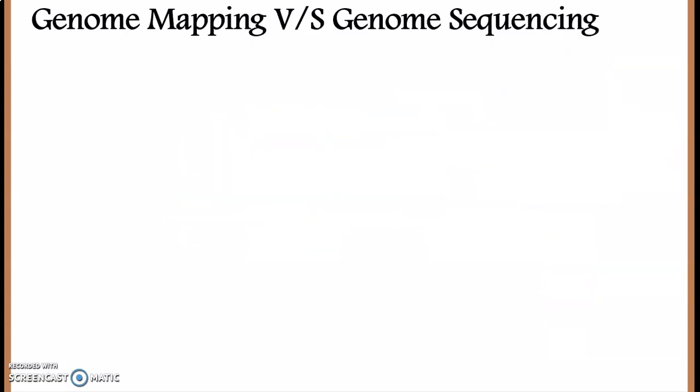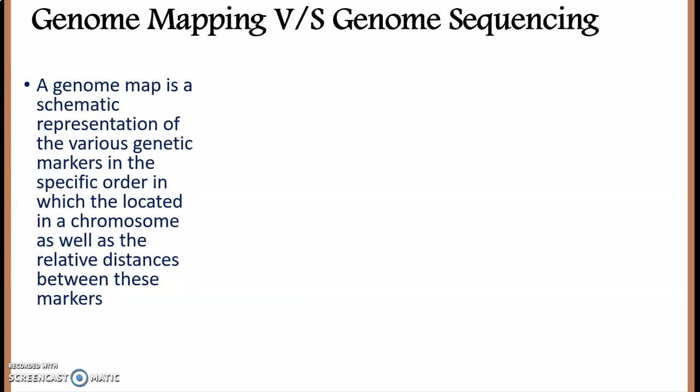So, two terms which people are most confused about are genome mapping and genome sequencing. These two terms should be cleared first before we move on to the next topic. So, basically, a genome map is a schematic representation of the various genetic markers that are present on the chromosome and their specific location and relative distances between them.